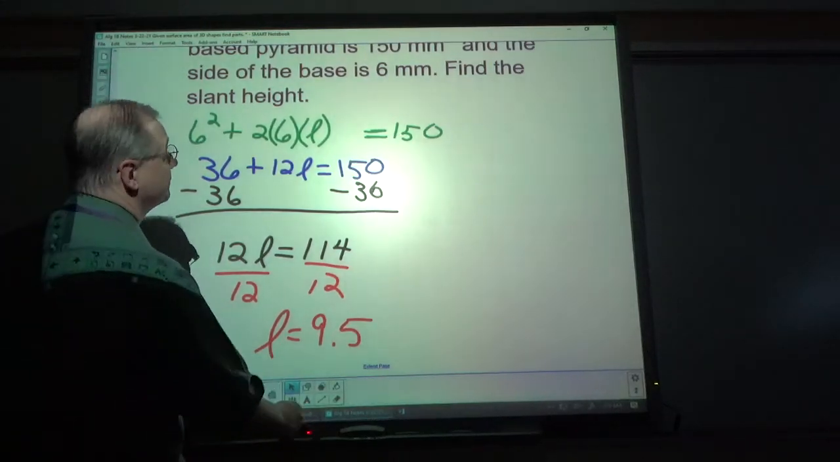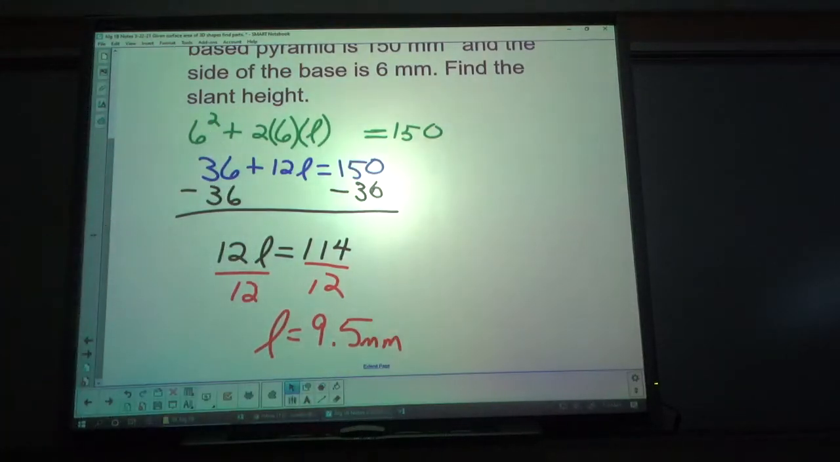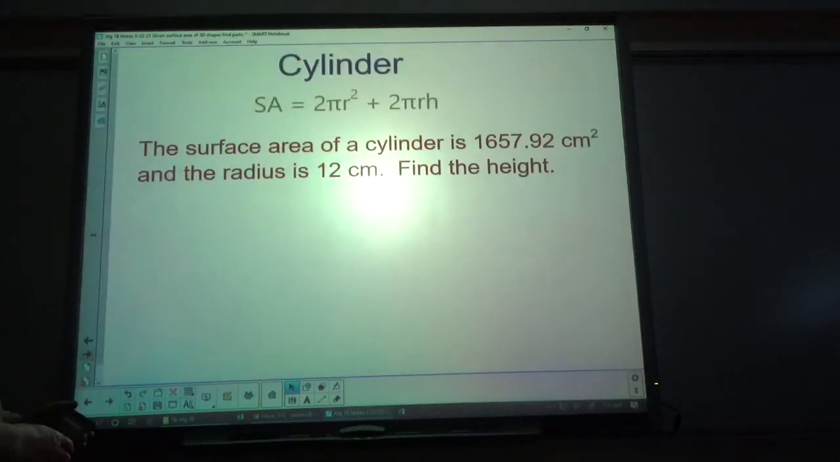Oh, what is it? Millimeters. So you can have a problem that has a decimal. Doesn't mean they all come out nice and neat. 9.5 was our answer for our slant height. Let's take a look at another one.